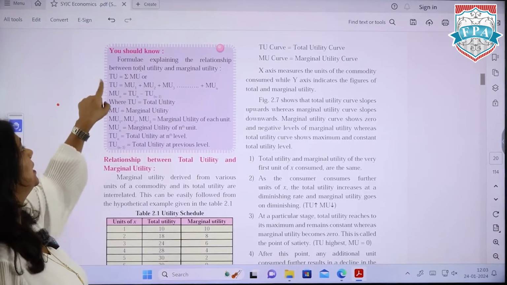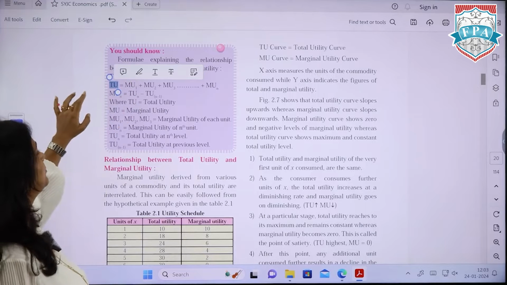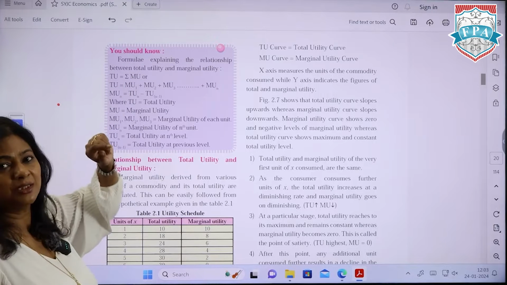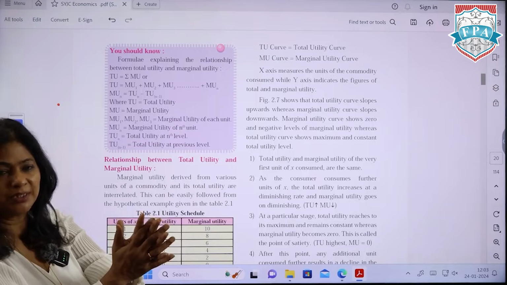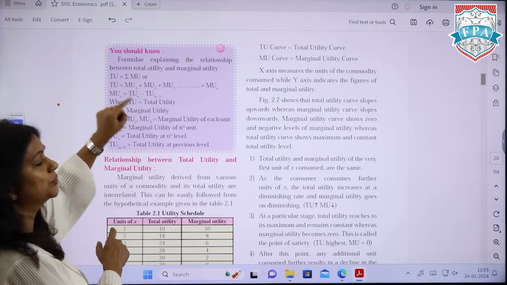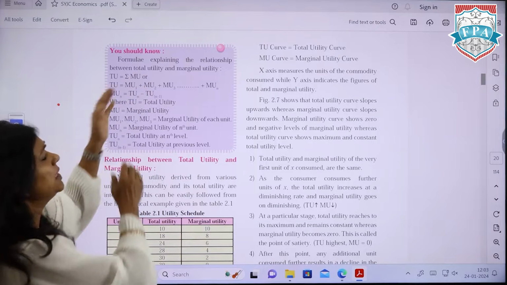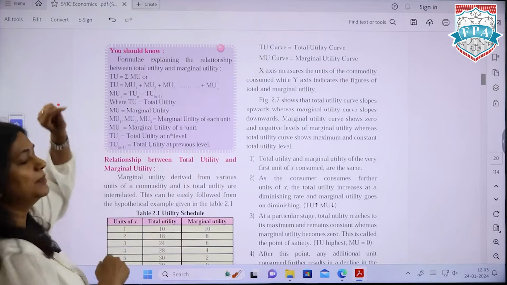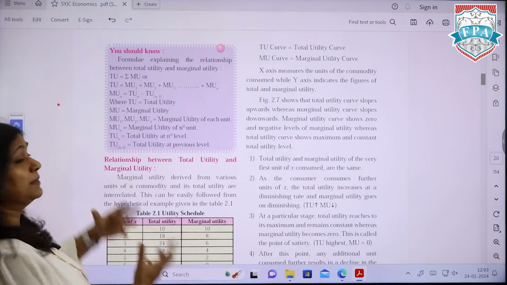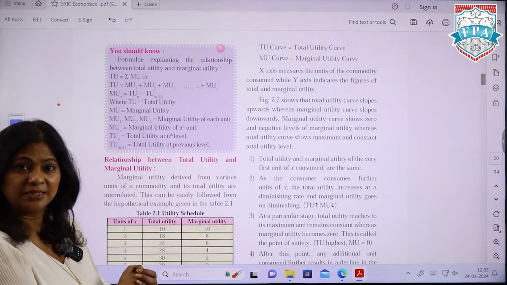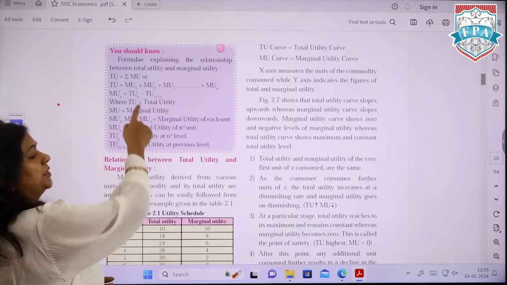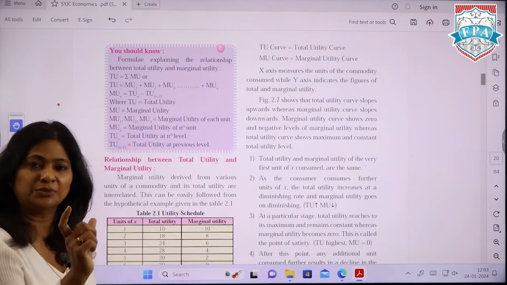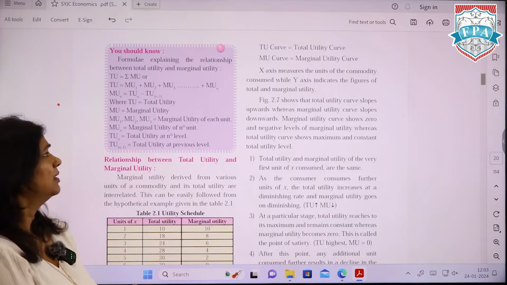Total utility, they say TU is a sum of marginal utility, sum of all marginal utilities. That is marginal utility from unit 1, marginal utility from unit 2. If we keep adding all of them, that will be total utility. And if I want to find the marginal utility of the n-th unit, what do I do? Total utility of n units minus total utility of n minus 1 unit.